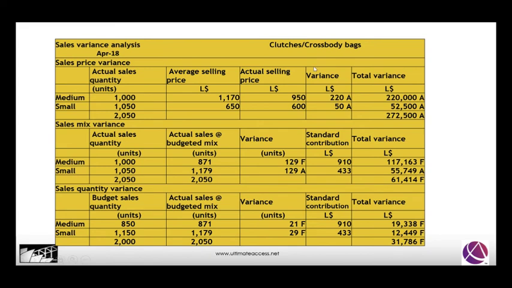For example, up on the top, for the sales price variance, we have identified the average selling price, that was maybe what we would call the standard price, and then the actual price. Again, I would imagine this is also an average. And we can see that we've got some massive variances. And then we've got the total variance, and we can see $272,500 of adverse variance within the sales price variance.